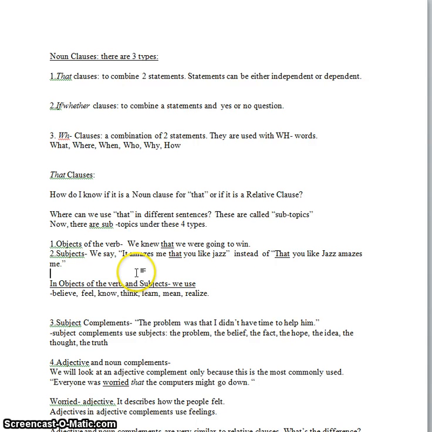So once again, when we say subject, it usually means that is going to start the sentence. But in the case of that clauses, this does not start the sentence. We're going to start the sentence with something like it. It amazes me that you like jazz.